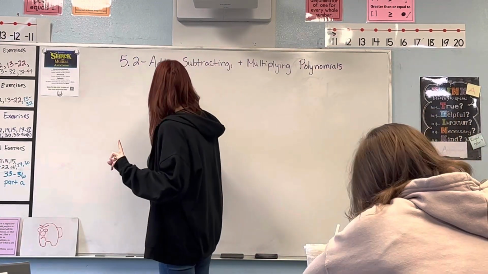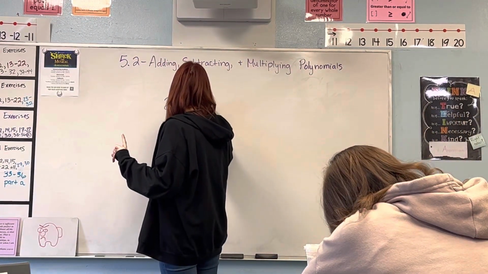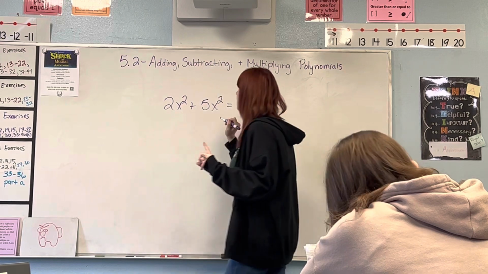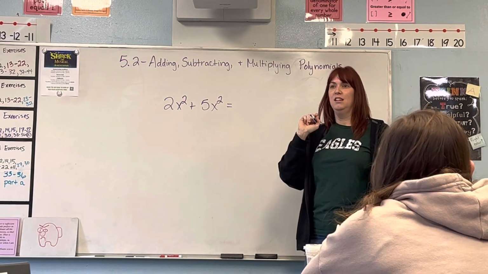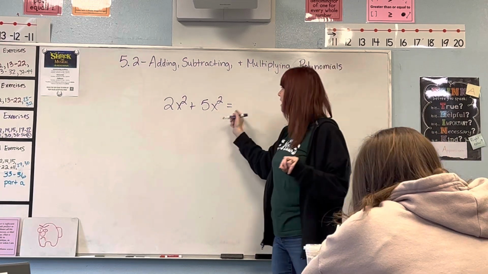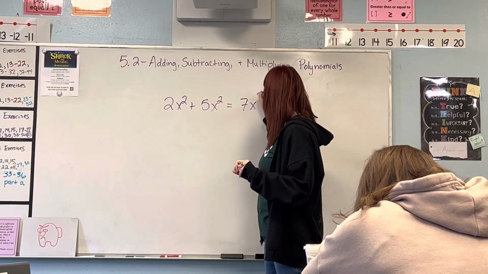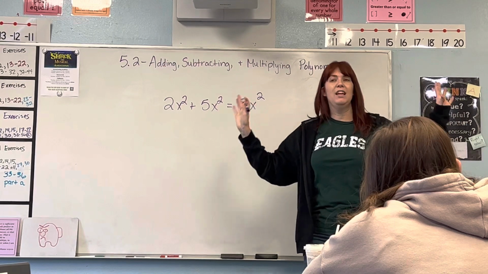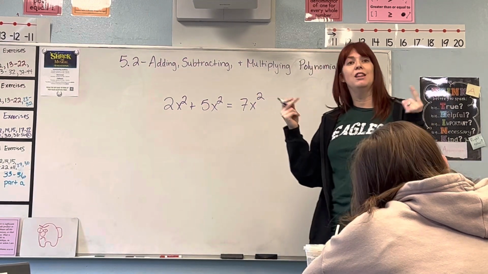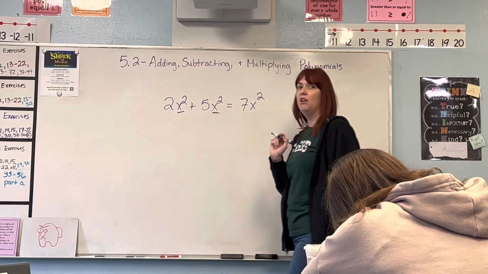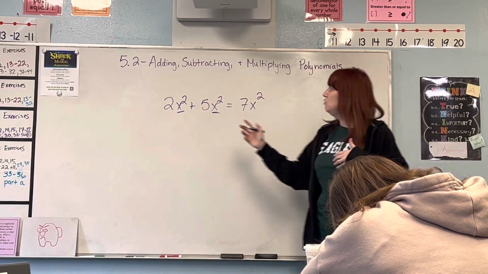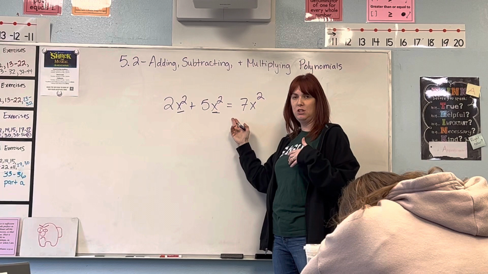Okay, so if I have 2x squared plus 5x squared, that's multiplying, would you have 7x squared? Yes, I would have 7x squared. So when you're adding and subtracting, you can only add and subtract together what we call like terms. They have to have the same variable with the same exponent, and then you just add the numbers or subtract the numbers together.